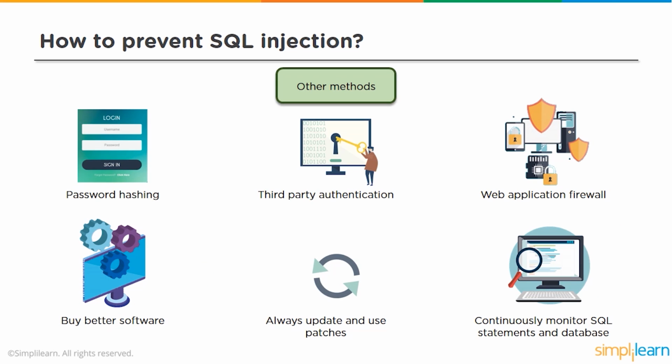Other methods of preventing SQL injection are password hashing, so that passwords cannot be bypassed, cannot be recovered, cannot be cracked. Third-party authentication. You use OAuth or some other service for a single sign-on mechanism. Thus, you rely on a third party to maintain the security of authentication and what kind of parameters are passed. For example, using LinkedIn logins or Facebook logins, right?